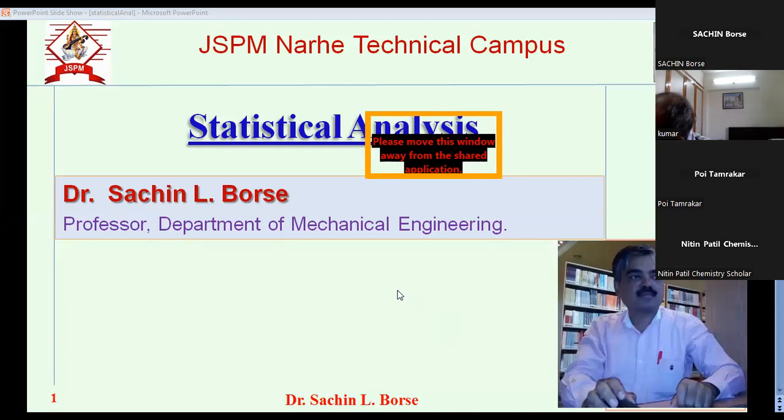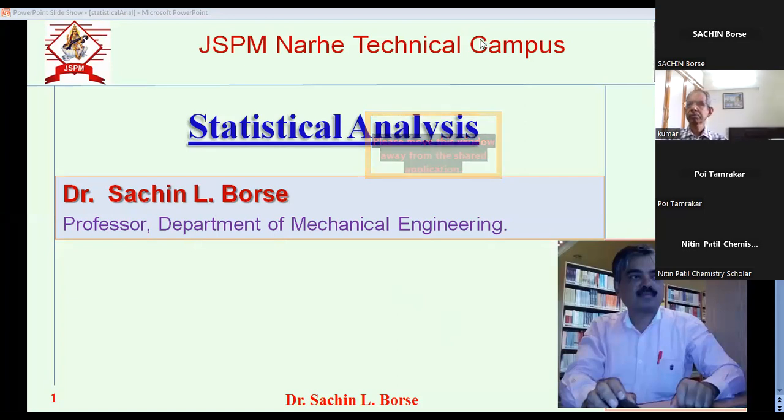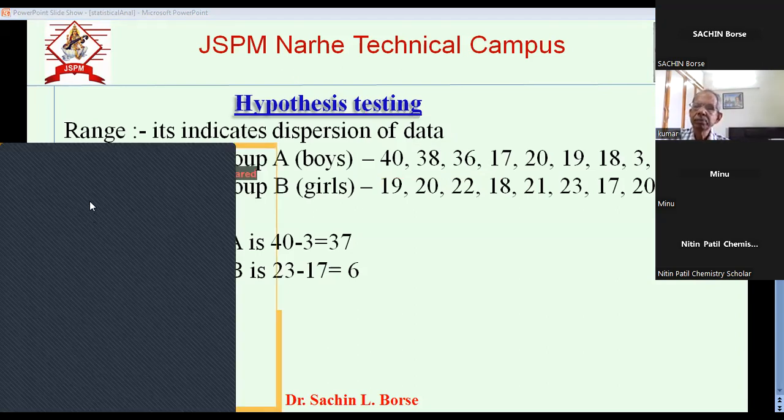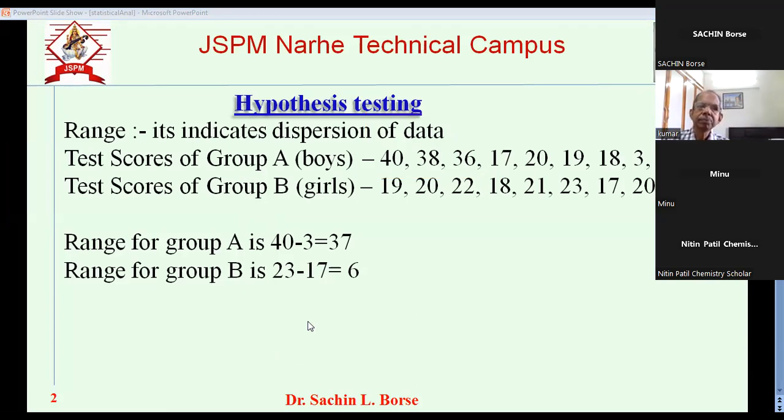Good morning, friends. Today we'll see some topics related to statistical analysis, because this is needed for error analysis as well as for what is called hypothesis testing. Now, when we come across numbers, we try to get some information, and from that information we can have some conclusions.